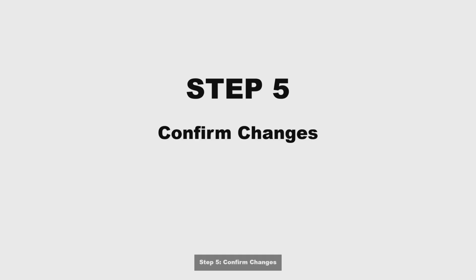Step 5. Confirm changes. After disabling auto-renewal, make sure to save your changes. You may receive a confirmation message or email indicating that auto-renewal has been successfully turned off.